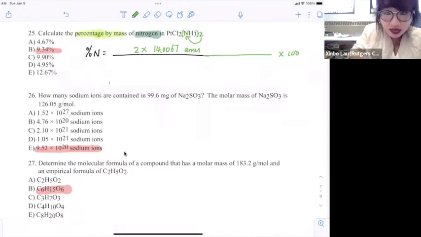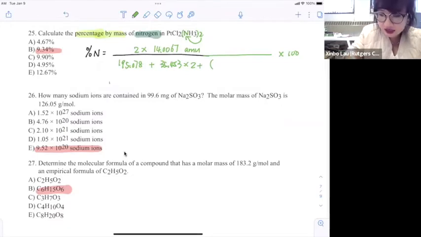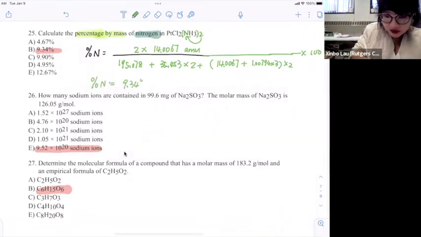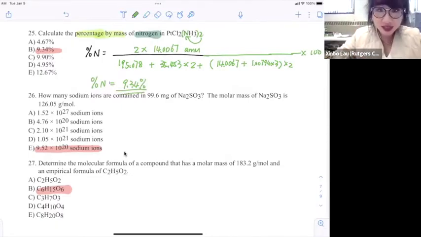So then we'll have 195.078 plus 35.453 for chlorine times 2, and I'll put in the parentheses. Right inside here I have nitrogen, which is 14.067, plus 1.00794, or you can use 1.008, that's fine too. Then multiply by 3, then multiply by 2. Then I'm multiplying by 100. Now that's the finish of the calculation. The mass percent for nitrogen will be 9.34%. That's just how to calculate the mass percent.